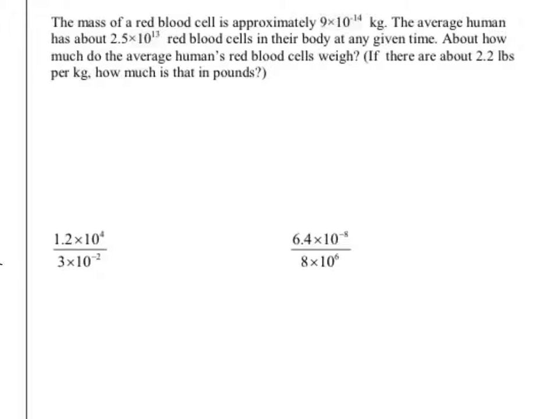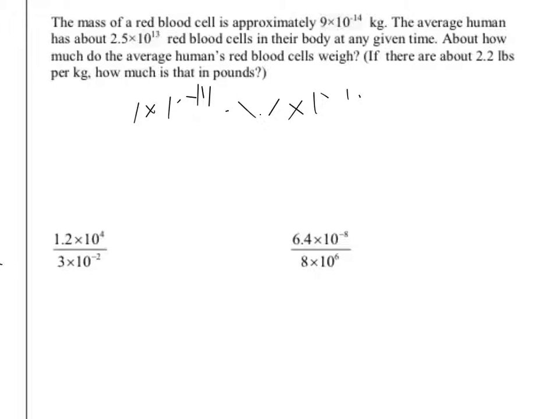So if I've got a whole bunch of things that weigh this much, and I know how many there are, what do I need to do? What's my operation here? Yeah, I need to multiply. So this is 9 times 10 to the negative 14 times 2.5 times 10 to the 13. So we're going to figure out if giving all of your red blood cells away would be a good weight loss program. Let's figure it out. Probably not because you die. But let's figure out how much weight you would lose.